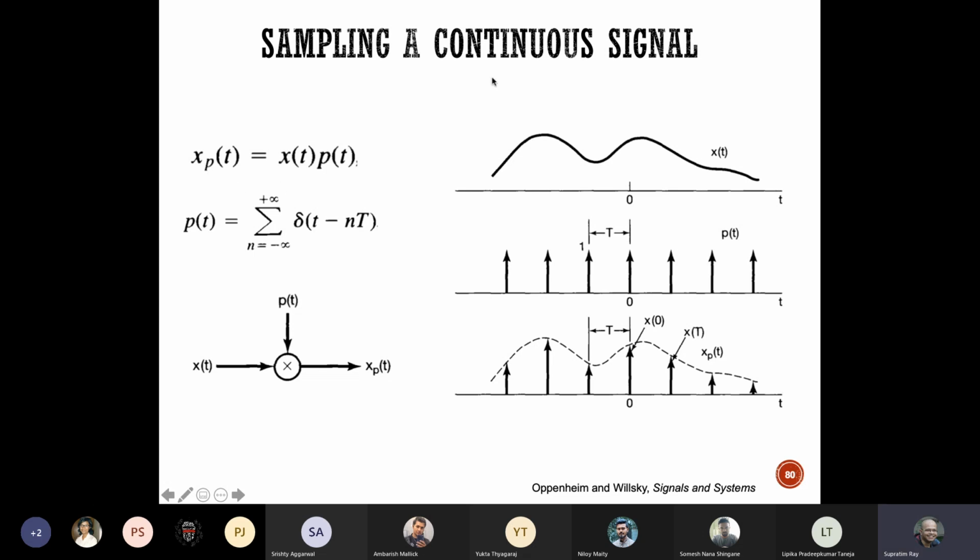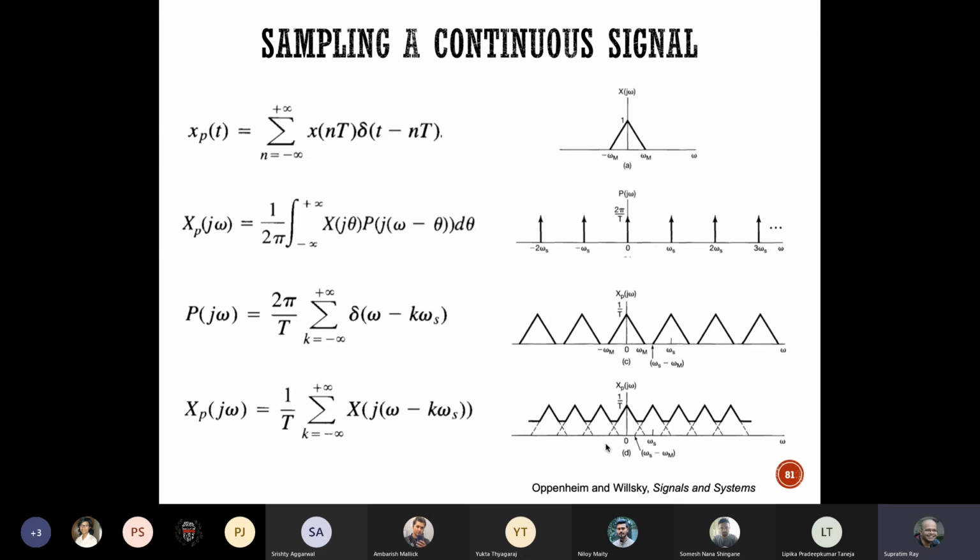Okay, so sampling a continuous signal, we did this in the previous class. You can think of a continuous signal being sampled by multiplying it with a train of impulse functions. So if I multiply p(t) with x(t), I get the x_p(t). It is still a continuous signal. It just happens to be 0 everywhere except at multiples of 1 by T. And at that value, it's a delta function multiplied with whatever the value of the continuous signal is at that time, x(0), x(T), x(2T), and so on.